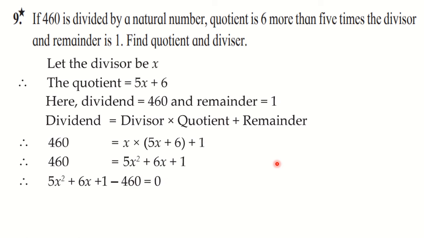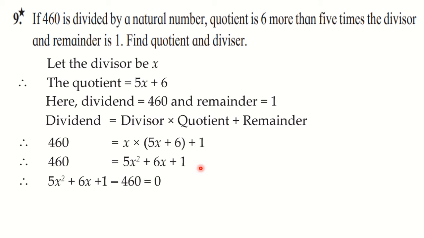So next step is to put the values. Okay, so see, 460 equals divisor x into quotient, I said that write it in bracket, plus 1. In the next step we are going to expand this. So x into 5x is 5x square and x into 6 is 6x, this plus 1 as it is. Then let us write it in the standard form. So convert all the terms on LHS. So what you are going to do is you are going to shift this 460 this side.